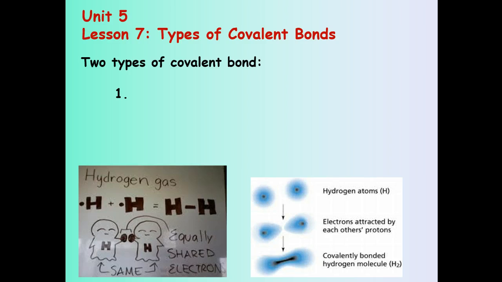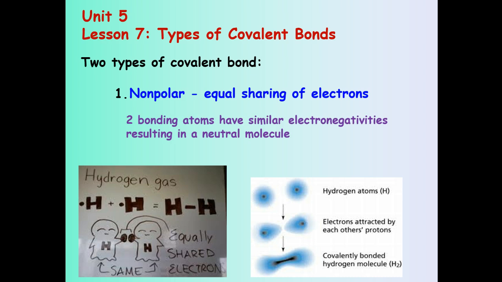We have two types of covalent bonds, the first being a nonpolar, which results in the equal sharing of electrons. The reason for this is because the two bonding atoms have similar electronegativities. Remember that electronegativity is the ability to attract electrons. So since their electronegativities are similar, they're going to attract those electrons equally.